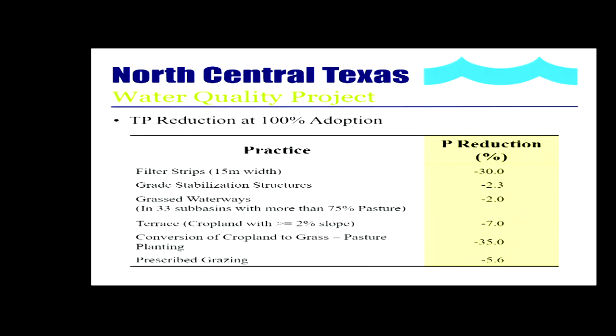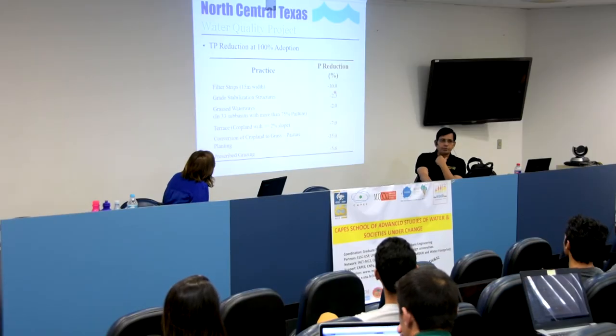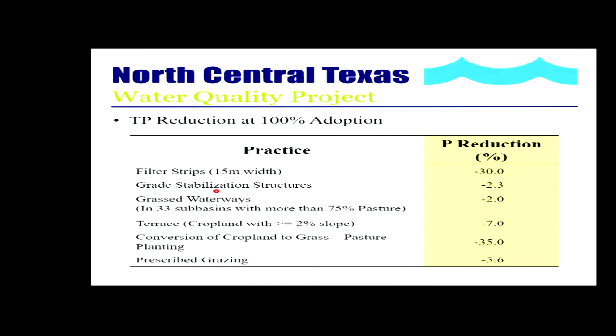So in order to reach the 35% goal, if I apply a filter strip 15 meters width in every eligible land, only for agricultural land, not all landscape, it can reduce your phosphorus by 30%. If I apply the grade stabilization structure only where it is applicable, it can reduce only 2.3% of phosphorus. So we went through all the different practices and tried to identify which ones will give the most reduction. But we also know for each of them how much it's going to cost. So the grade stabilization may cost more, but it's going to give me only 2% reduction. Should I invest in this or not?